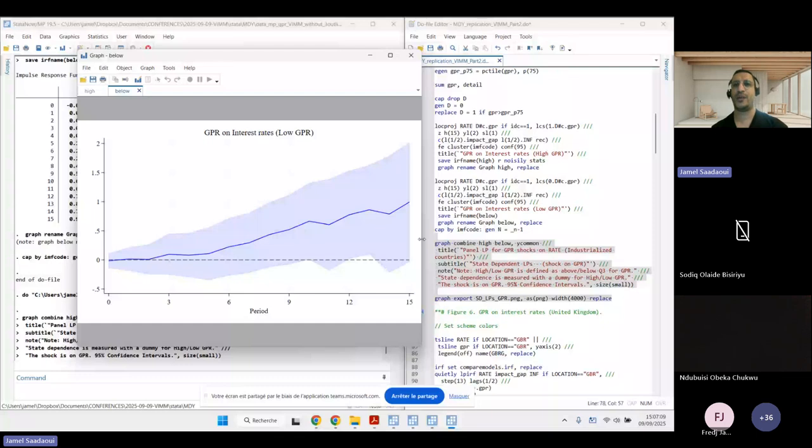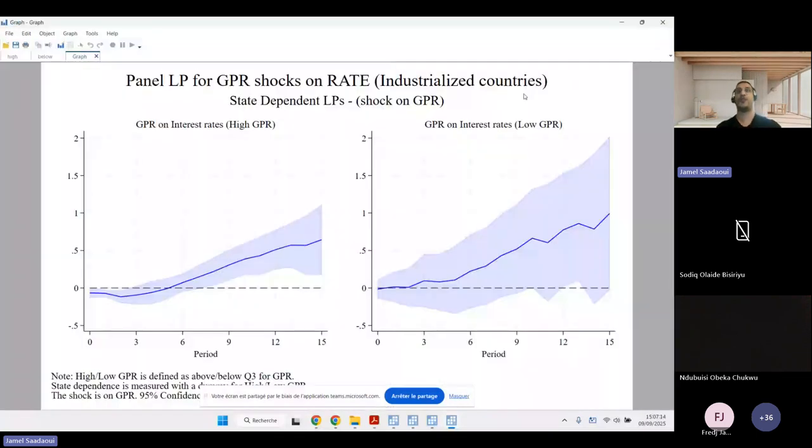So when you make state-dependent local projection, you have two things that you need to check. First, the threshold. How do you choose the threshold? You can use the third quartile, you can use the first quartile, you can use the median.